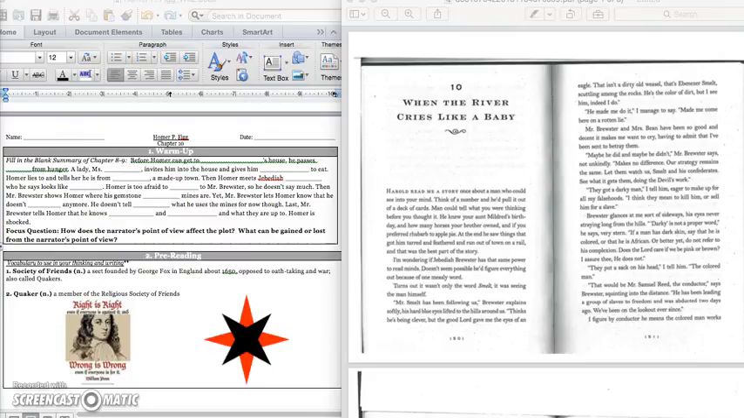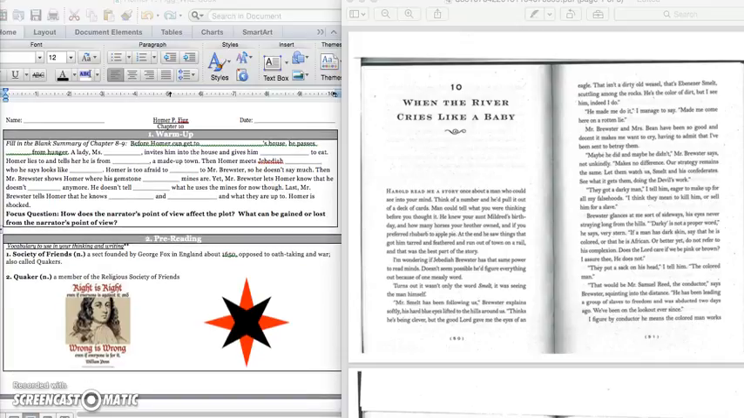Good morning. Before we begin chapter 10, we're going to do a summary of chapters 8 and 9. I know chapter 9 wasn't assigned to you, but fill in the blanks as I read the warm-up aloud.